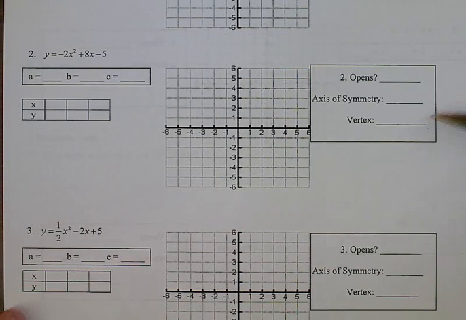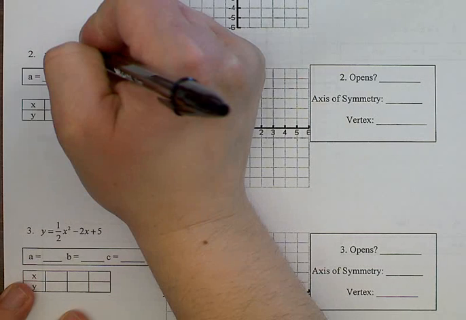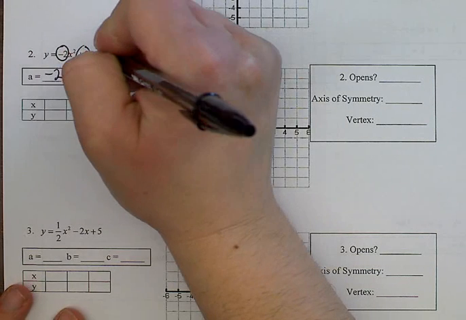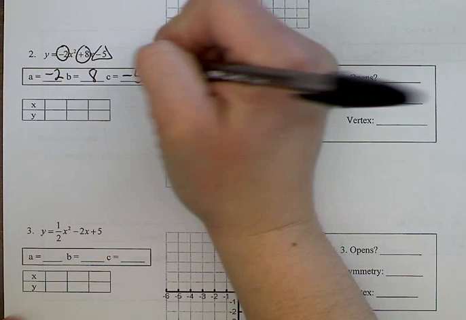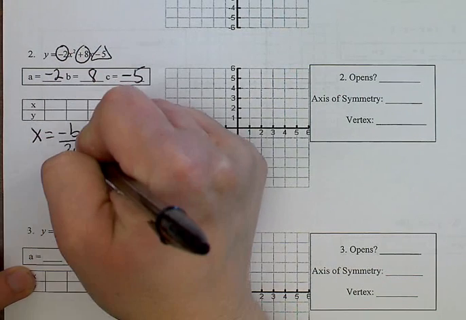So let's get started. The first thing I want you to notice is that the equation is in standard form. This means that the a is the value on the x squared term, the b is the value on the x term, and the c is your constant. Then we memorize a formula, x equals the opposite of b over 2a. This gives us two things.